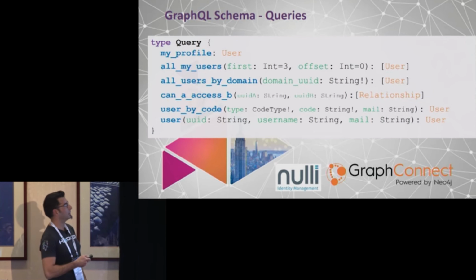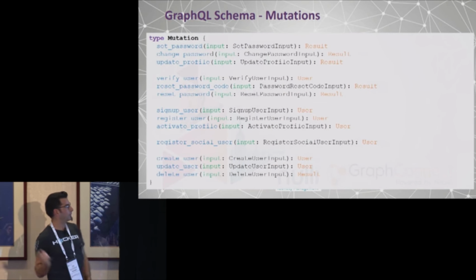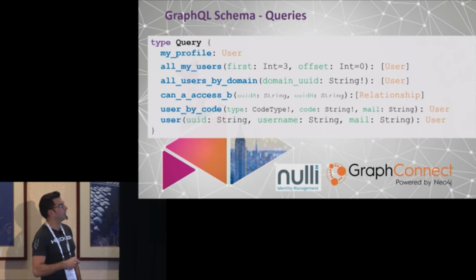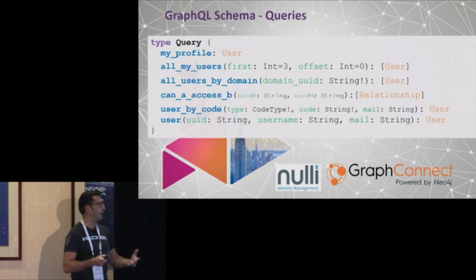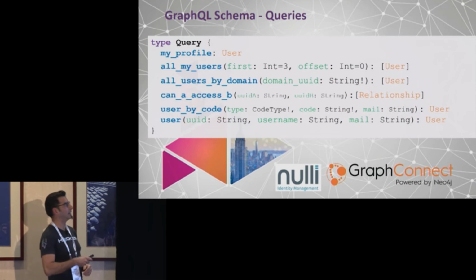And it's basically just a name and a set of input parameters and an output type. So if we look at this one, for example, can A access B? This is a query that you would basically run in order to evaluate the access that A has on B.